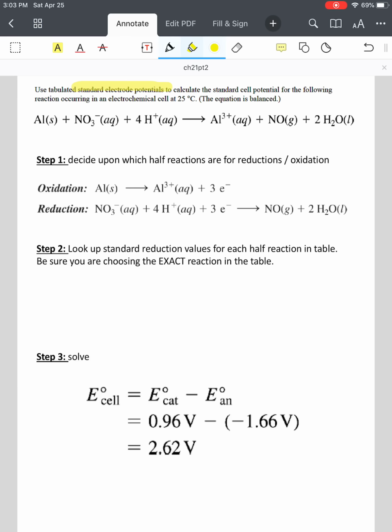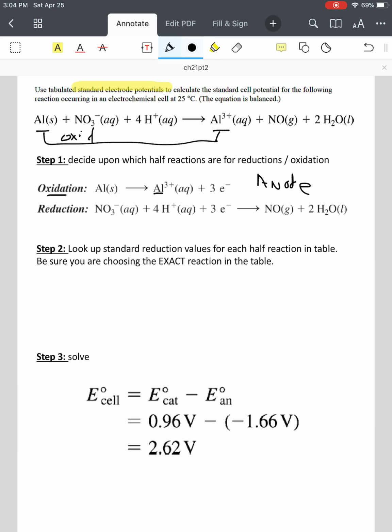We've got aluminum solid being converted to aluminum 3+. Is that oxidation or reduction? Well, we're increasing the oxidation number from 0 to 3+. Clearly, that is oxidation, isn't it? So identify quickly my oxidation half reaction. The aluminum is converted into 3+. That's my oxidation. That's my anode half reaction, or anodic half reaction. What about my reduction, or my cathodic half reaction?